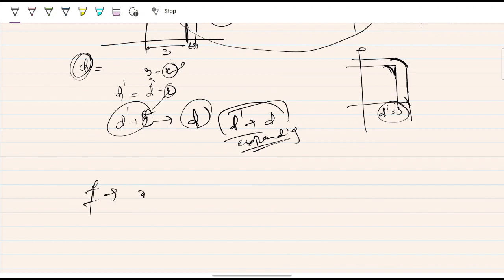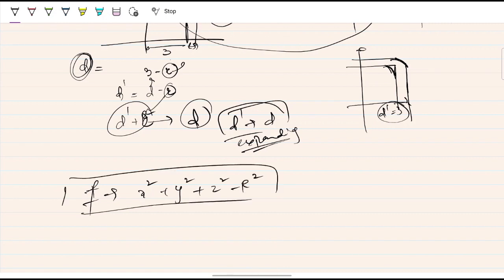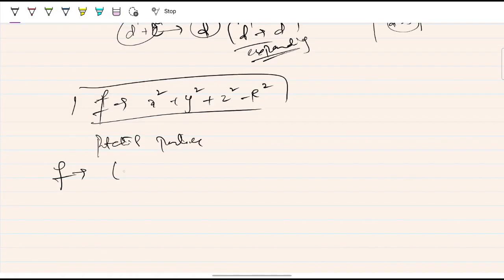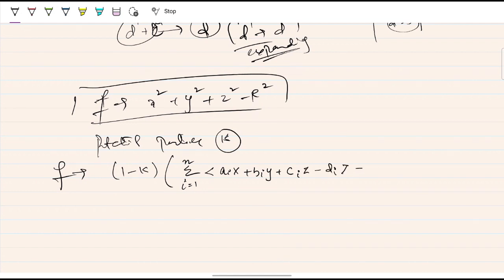What is the function of sphere? That is x square plus y square plus z square minus r square. You just have to add this thing. So the final function of the potential particle is f. We're going to introduce a 1 minus k term. What is k? K is the sphericity weightage for flat surface, like 1 minus k, summation of i equal to 1 to n number of planes, Macaulay brackets a_i x plus b_i y plus c_i z minus d_i, whole square, minus r square.